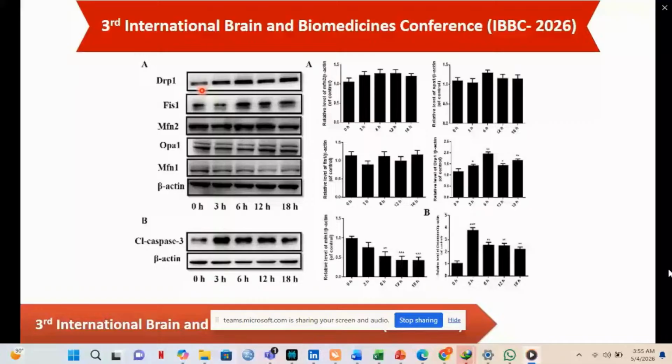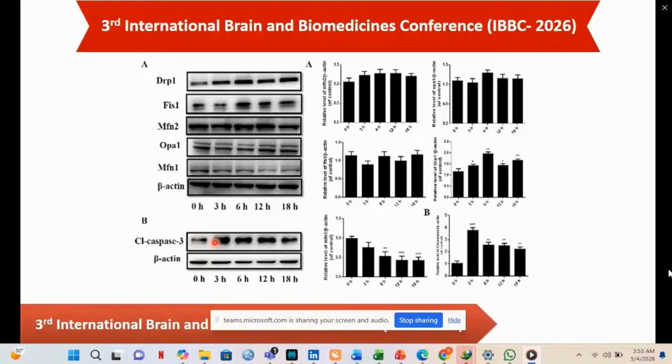Here you can see that caspase 3 level is increased as the time increases. At 0 hour its level is low, but as the time increases, its level increases. At 3 hour it is much more as compared to the 6 hour, 12 hour, or 18 hour. Then there is the mitochondrial fraction. Cytochrome C level: as compared to control at 0 hour, there is an increase in the mitochondrial fraction of cytochrome C, but as the time increases, the mitochondrial fraction of cytochrome C decreases. And the DRP1 level is increasing in the mitochondria.